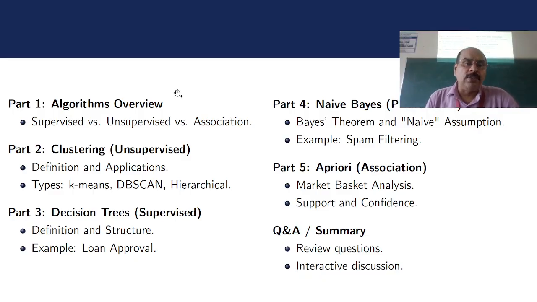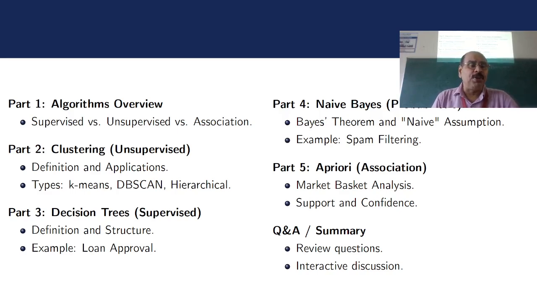So this is the overview of today's lecture. We'll begin with algorithms. We'll begin with what is meant by supervised algorithms, unsupervised, distinction between supervised, unsupervised, and so on, and what is meant by association. So the first type of unsupervised algorithms that we are going to study will be clustering. What is meant by clustering? Definition: in which all real-time area domains where we can apply clustering algorithms.